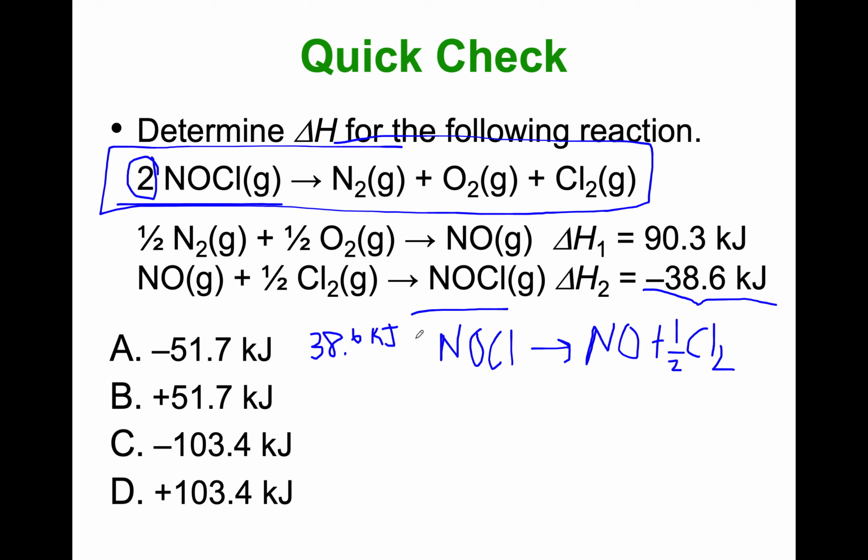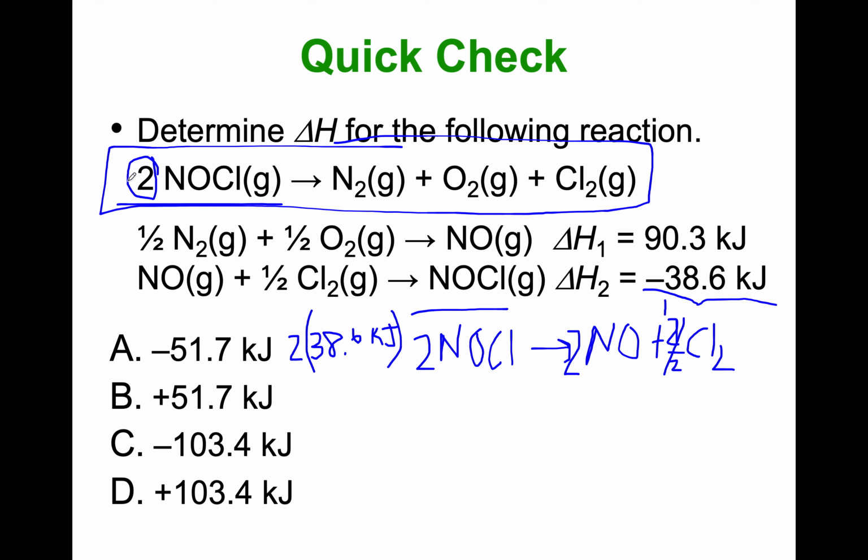Wait a minute, I'm not quite done here because remember, I need 2 NOCl. So if I change this by adding a 2 here, I have to add a 2 to everything else, and that takes me down to 1 chlorine. If I change the chemical equation with a number, I've got to change that value with a number. So now that's 2 times 38.6. That gives me this chemical equation.